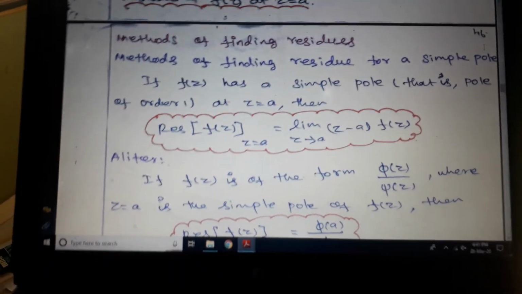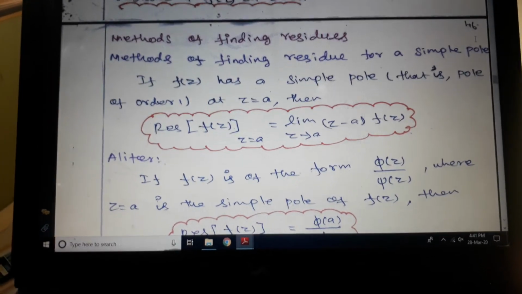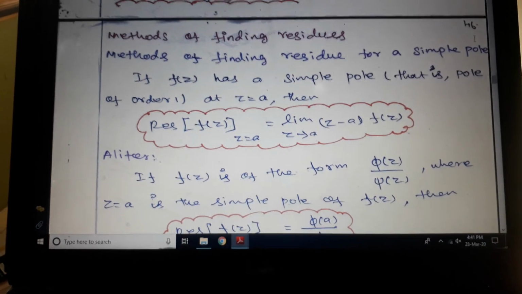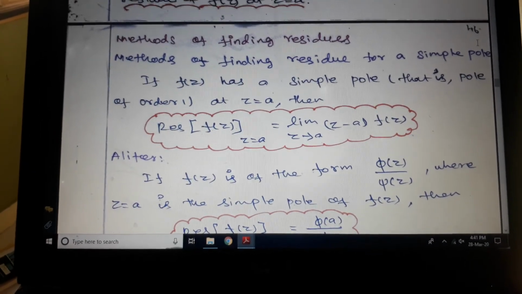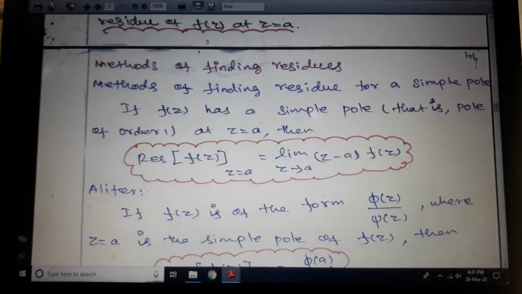So I will explain later what I mean by pole, removable singularity, essential singularity. If anybody needs, just send a message. Now directly I move on to methods of finding residues. There are two types of pole: one is simple pole, another one is pole of order m. So if it is a simple pole, what is the formula?